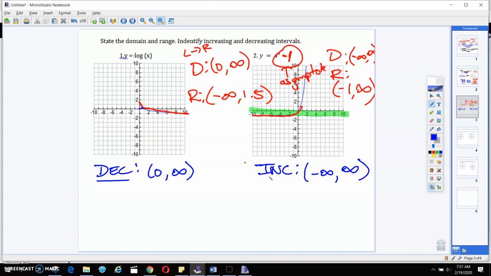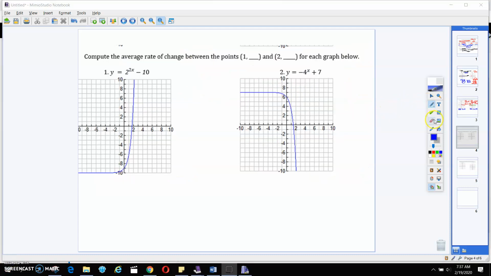Okay, for logs, it's a little easier just because they don't really change direction much. All right, so average rate of change. Y'all know what average rate of change is. You've been taught it multiple times. So it says compute the average rate of change between the points 1, 0, which is going to be our x1, and 2, blank for each graph below.